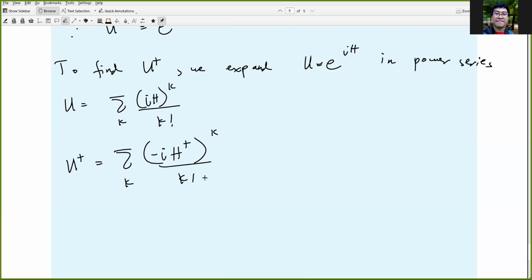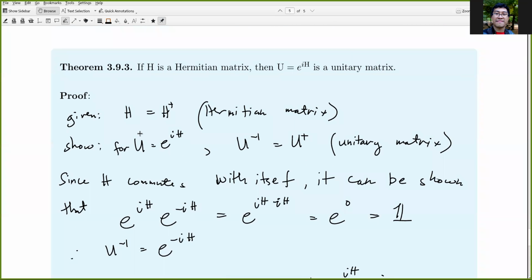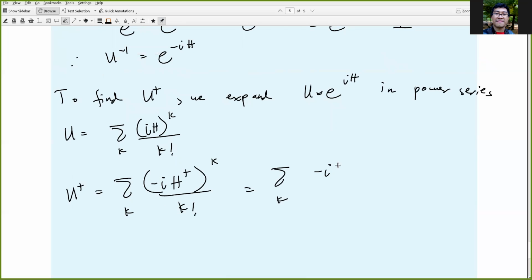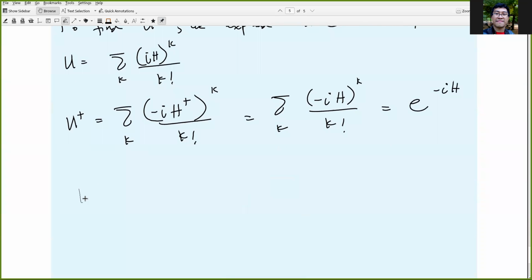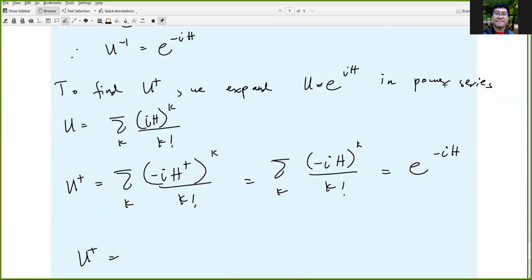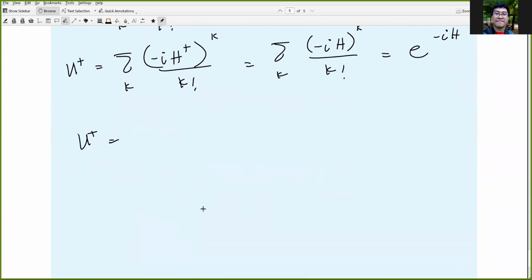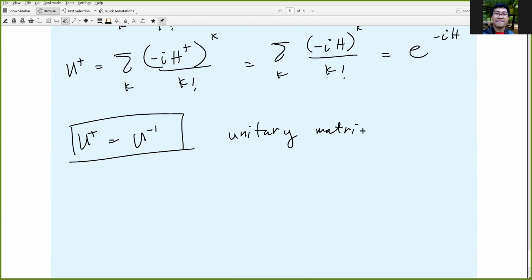to the power of k over k factorial. So you have the sum over all k of minus i. What happens to H dagger? H dagger is equal to H because that's the given, H is Hermitian. So it is (minus iH) to the power of k divided by k factorial. This is e to the minus iH. So it means that U dagger, which is e to the minus iH, is just equal to the U inverse. And this is what we needed to show, that U is a unitary matrix.